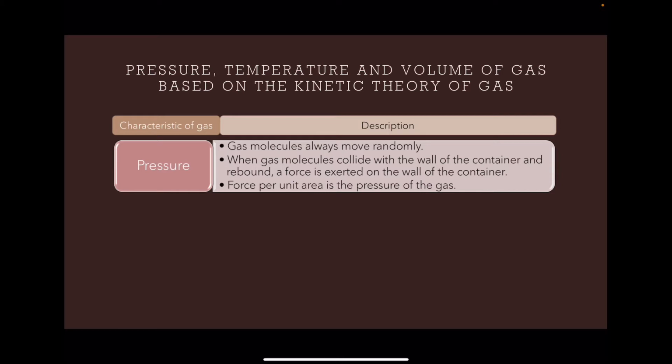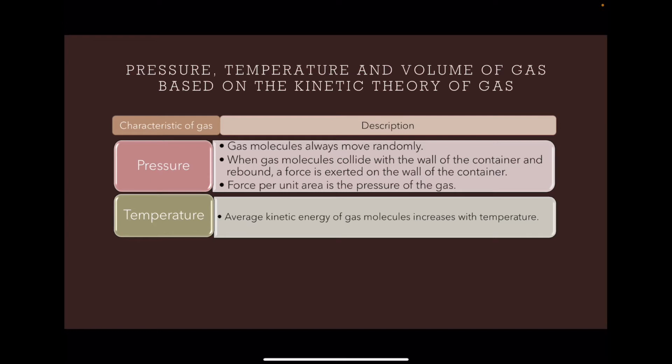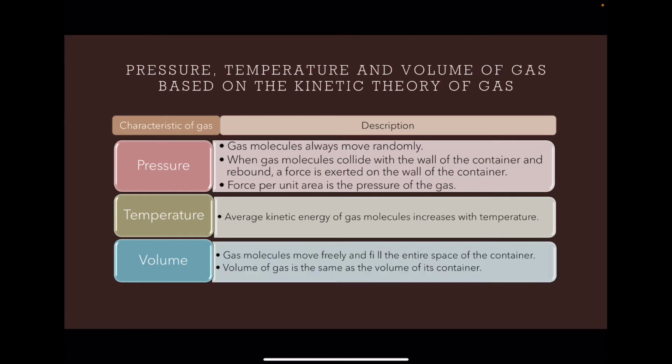So first is pressure. So for pressure, gas molecules always move randomly. And then when gas molecules collide with the wall of the container and rebound, a force is exerted on the wall of the container. So force per unit area is the pressure of the gas. And then we look at the temperature. Average kinetic energy of gas molecules increases with temperature. And gas molecules move freely and fill the entire space of the container. Volume of gas is the same as the volume of its container.